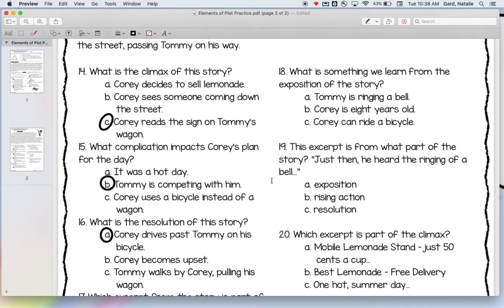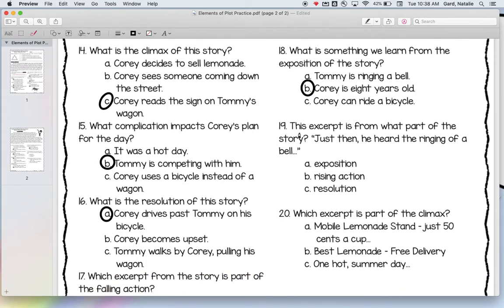So 18, what is something we learn from the exposition of the story? Remember, exposition is at the beginning. Yeah, Corey's 8 years old. That gives us a little bit about the character, right? Some more information about Corey. Perfect. And 19, this excerpt, again, piece from the text, is from what part of the story? Just then he heard the ringing of a bell. Is that going to be from the exposition, the rising action, or the resolution? Man, you guys are good. Yeah, rising action, B is what we should have had for 19.